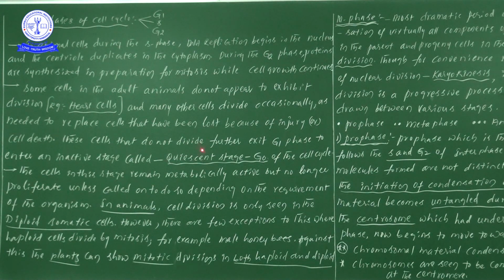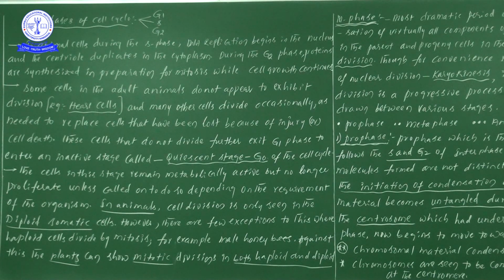Suppose the cells do not divide further and get exit from G1 to enter into the inactive stage known as the quiescent stage or G0. In a previous video we drew the cell cycle diagram: G1, S, G2, then prophase, metaphase, anaphase, telophase, cytokinesis.